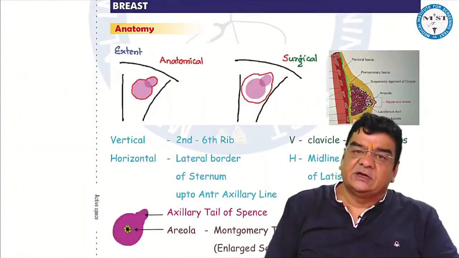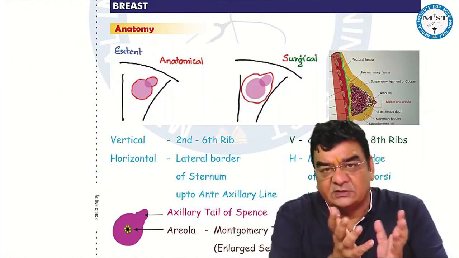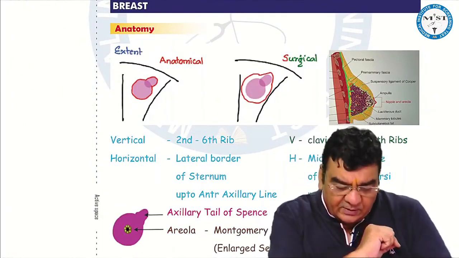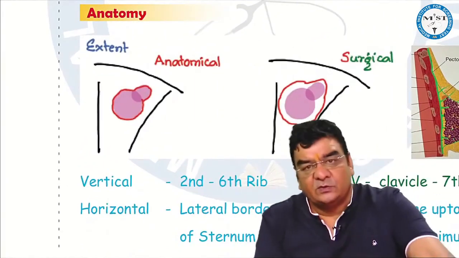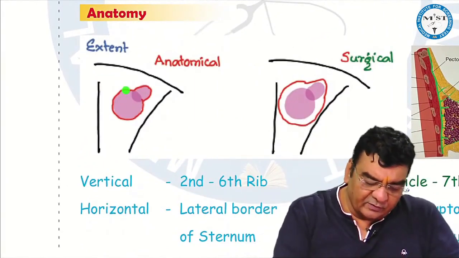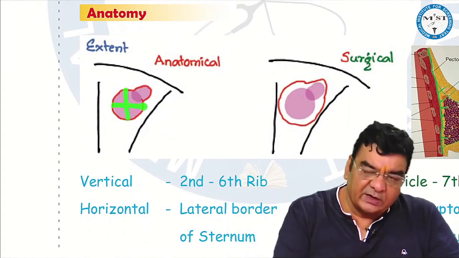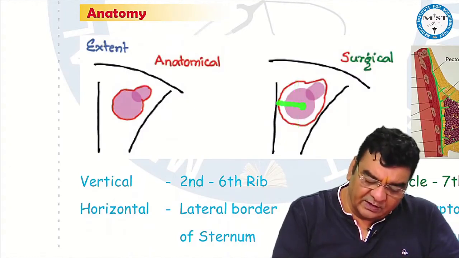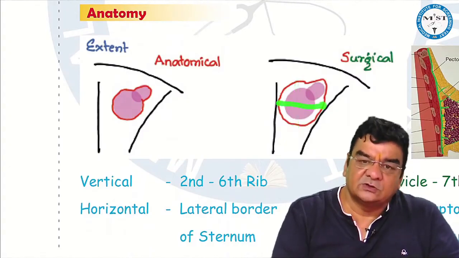If we look at the basic anatomy, the breast is a modified sweat gland which lies between the two layers of the superficial fascia. The anatomical extent versus the surgical extent: anatomically, the breast extends vertically from the second rib to the sixth rib, horizontally from the lateral border of the sternum to the anterior axillary line. But the surgical extent is more in all directions. Vertically, it is the clavicle to the 7th to 8th ribs, and horizontally from the midline to the edge of the latissimus dorsi muscle.